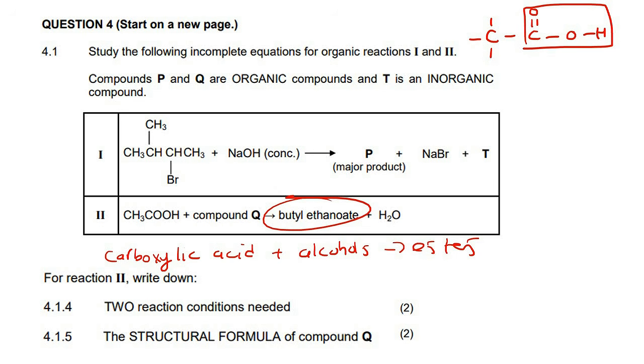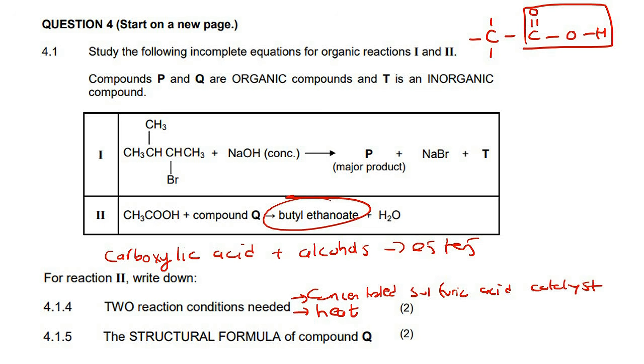Okay, so the reaction conditions for esterification is we've got to use a catalyst. We know there's that sulfuric acid catalyst. Okay, so we'll say sulfuric acid catalyst. Oh, and it must be concentrated. Let's just write that down. That's important. Concentrated sulfuric acid catalyst. That's one. The second one is that we use heat.